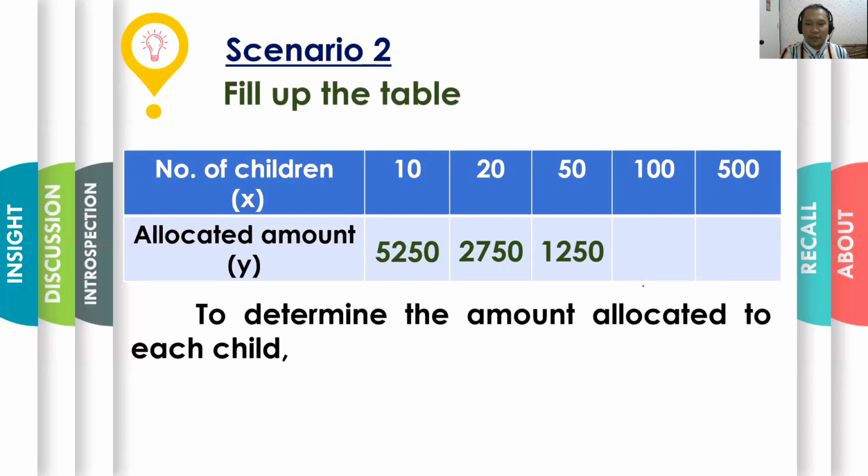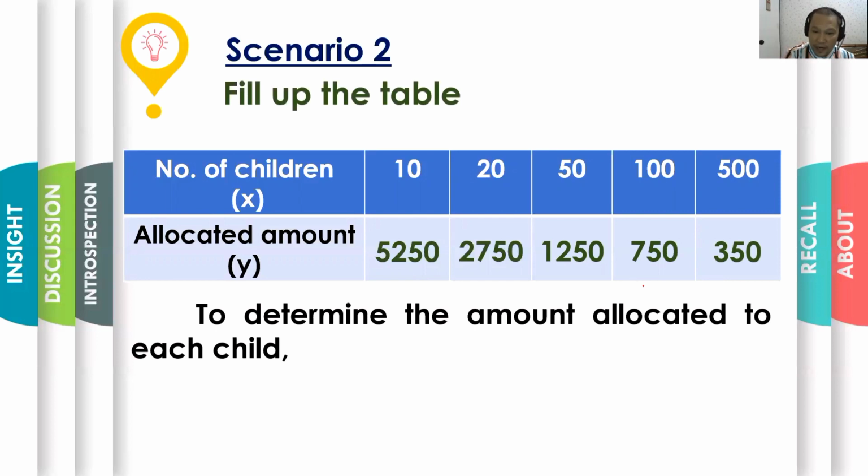Next, what if we do have 100? Therefore, we have 50,000 divided by 100 is equal to 500 pesos plus the 250. Therefore, each child is going to receive 750 pesos. And if we do have 500 children, therefore, 50,000 will be divided by 500 pesos plus the 250. Therefore, each child is going to receive 350 pesos.